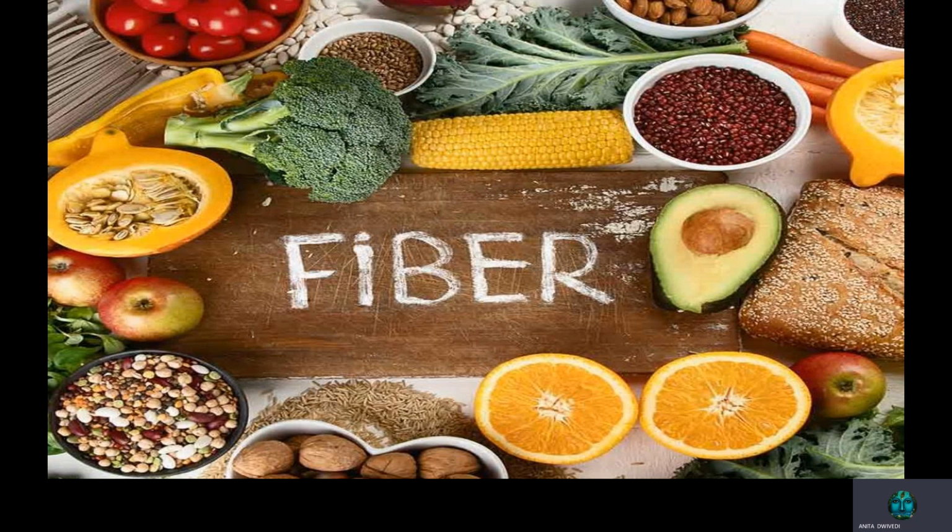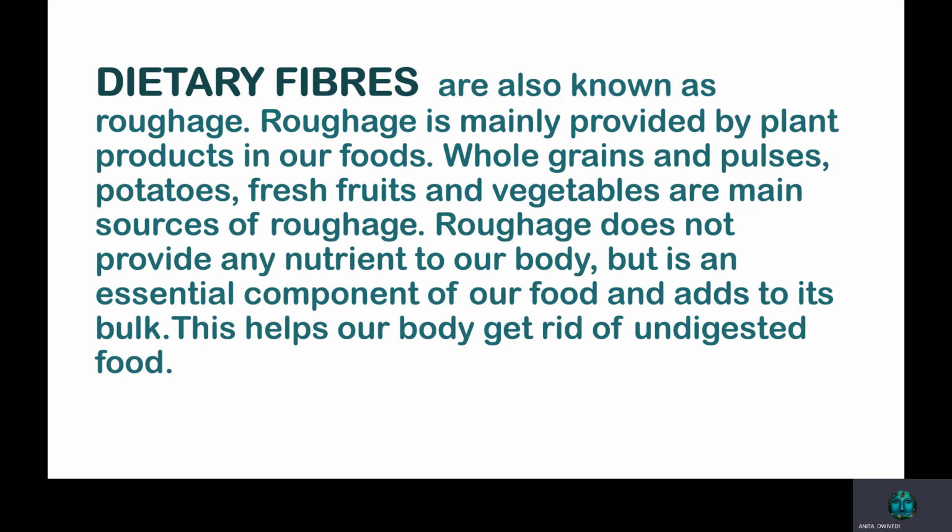The next topic is fiber. Dietary fibers are also known as roughage. Roughage is mainly provided by plant products in our foods, whole grains and pulses. Potatoes, fresh fruits and vegetables are main sources of roughage. Roughage does not provide any nutrient to our body, but is an essential component of our food and adds to its bulk. This helps our body get rid of undigested food. So, in this way, we can clean our body with the help of dietary fibers.